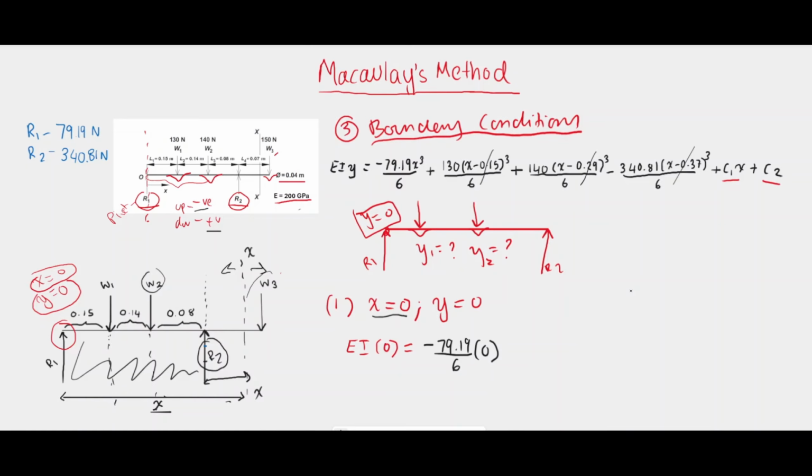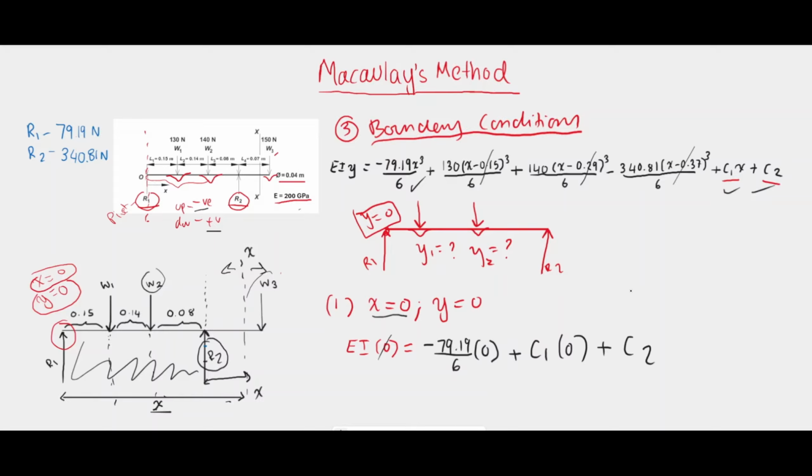These three aren't valid because x in this situation is less than these a values: x is less than 0.15, x is less than 0.29, and less than 0.37. So it's just this term and these two terms. So it'll be plus c1, which is an unknown variable we're looking for. x is 0 plus c2.